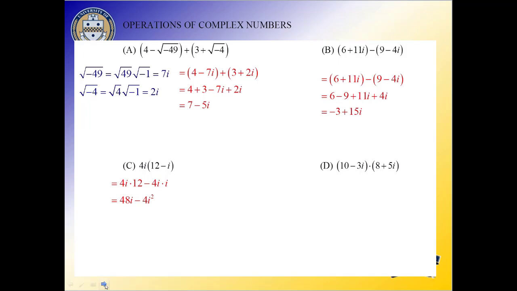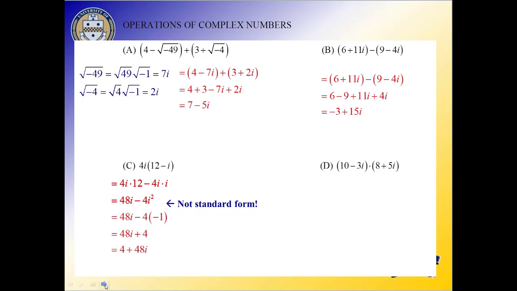And here's how I'm going to make sure it gets put into that form. So I do note this is not standard form for a complex number. So I know that i squared is negative 1. So I have 48i minus 4 times negative 1, which becomes 48i plus 4. And by the commutative property of addition, that's the same thing as having 4 plus 48i. So that's the final answer.